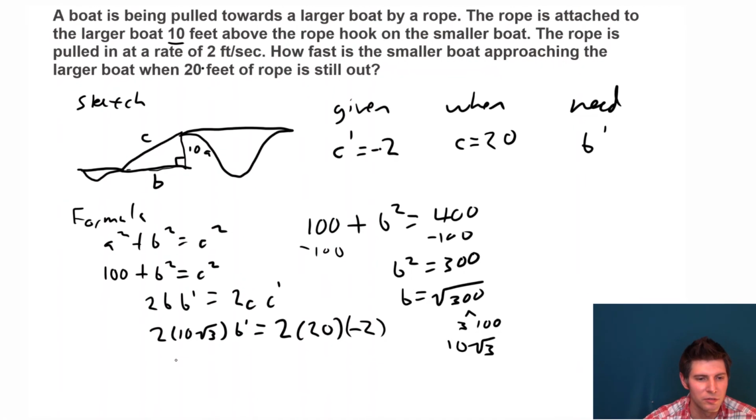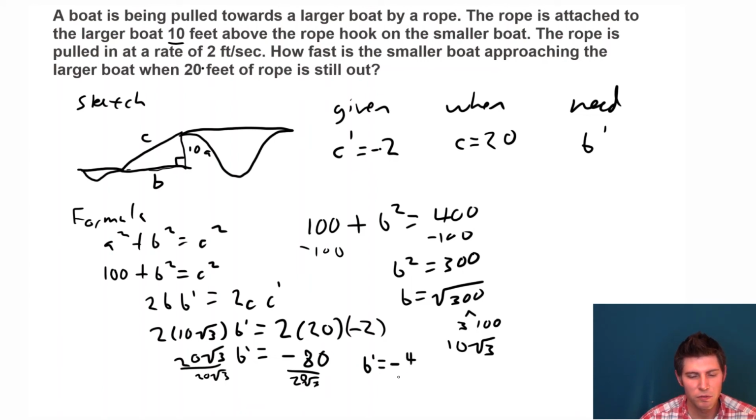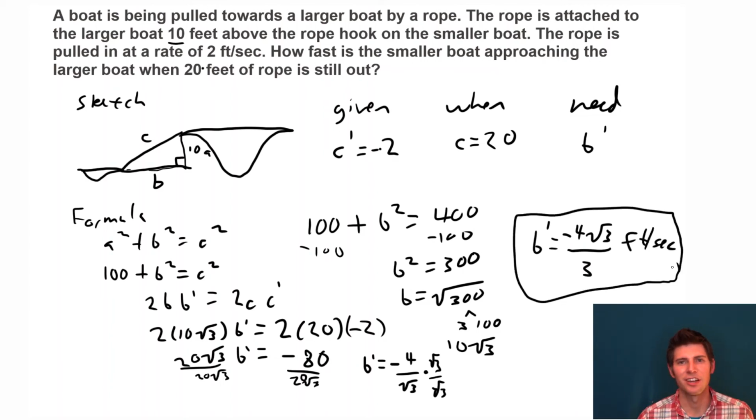So now we just solve. 20 root 3, 2 times 10, b prime equals 2 times 20 is 40 times -2 is -80. Divide both sides by 20 root 3. B prime equals -4 over root 3. And then we can multiply top and bottom by root 3 to clean it up, because this is our answer. And we have b prime equals -4 root 3 over 3, and it's feet per second. And that's the answer to the question.